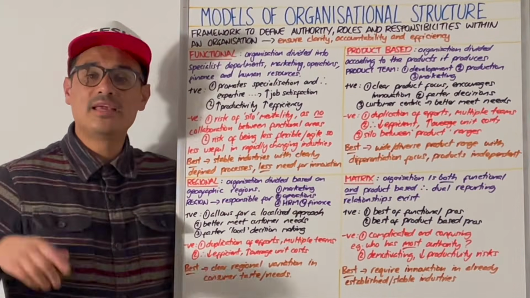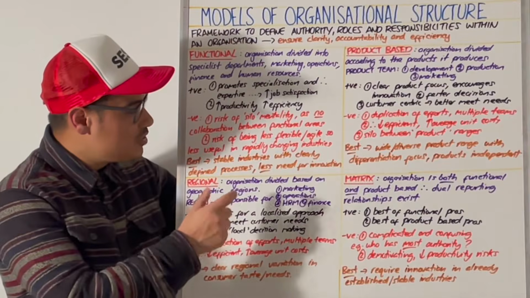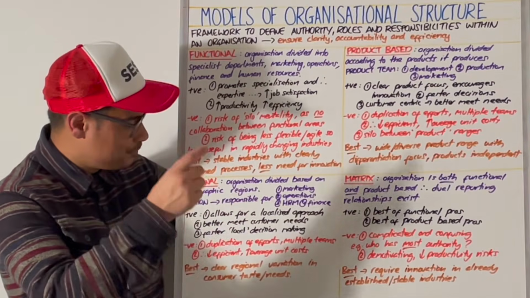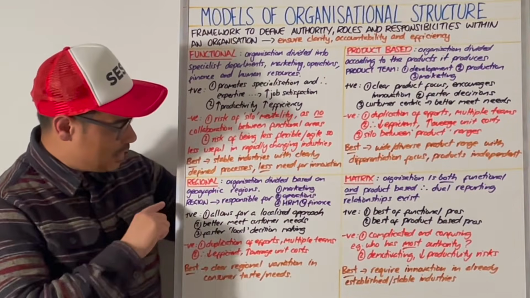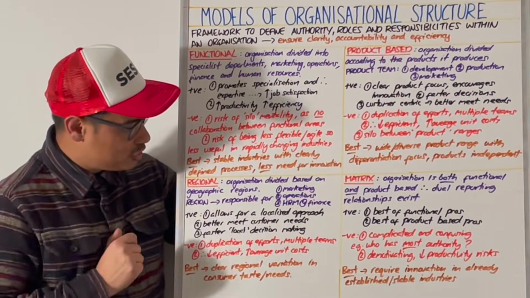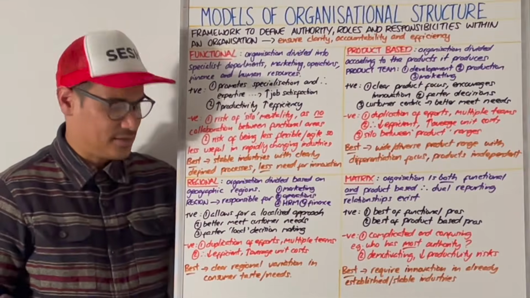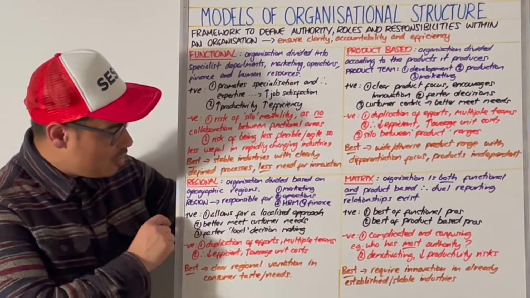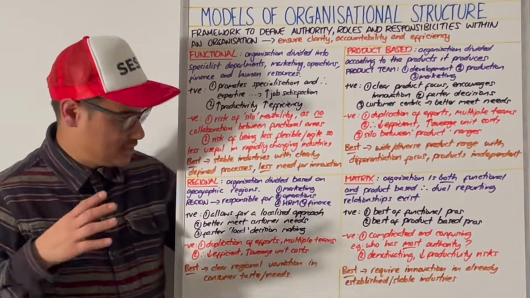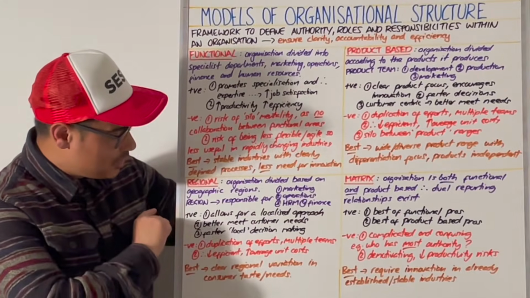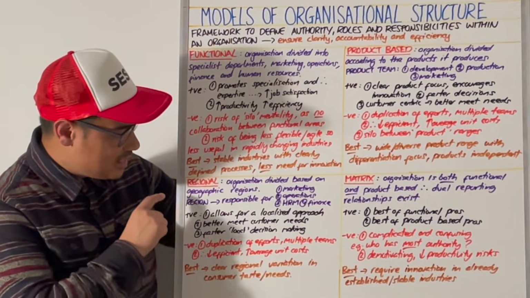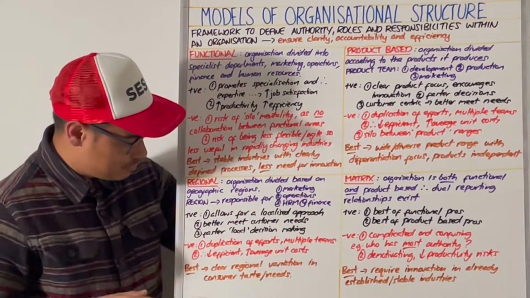The third one is regional. So regional is when the organisation is divided based on geographic regions. And the key thing is each geographic region will be responsible for marketing, operations, HRM and finance. Positives here, well, it allows for a localised approach, which could be useful so you can better meet customer needs. It could lead to faster local decision making.